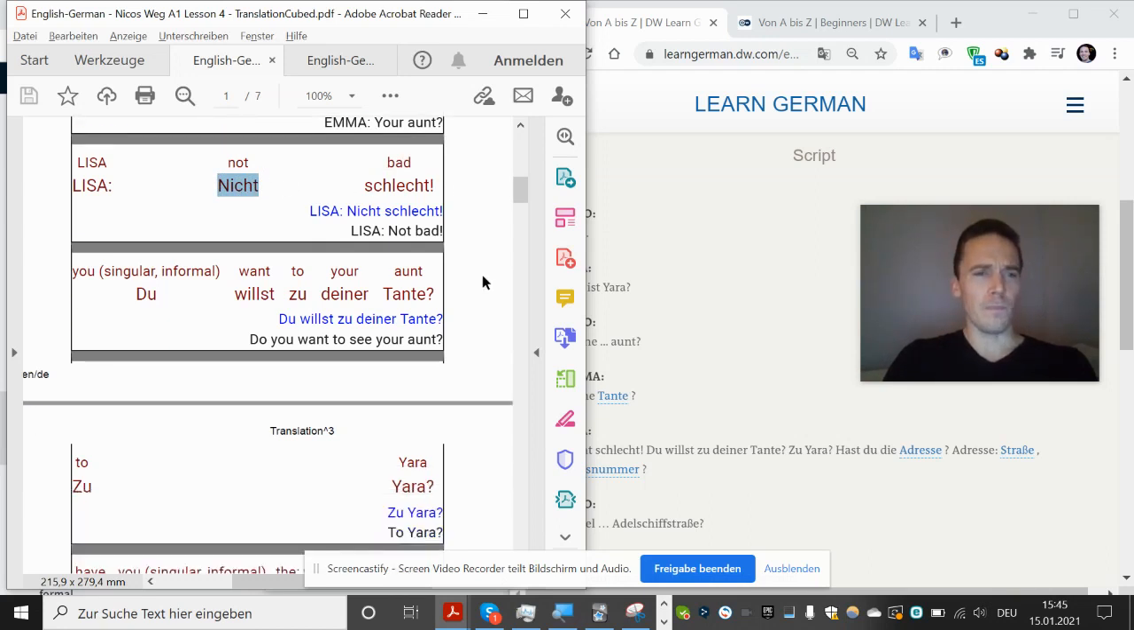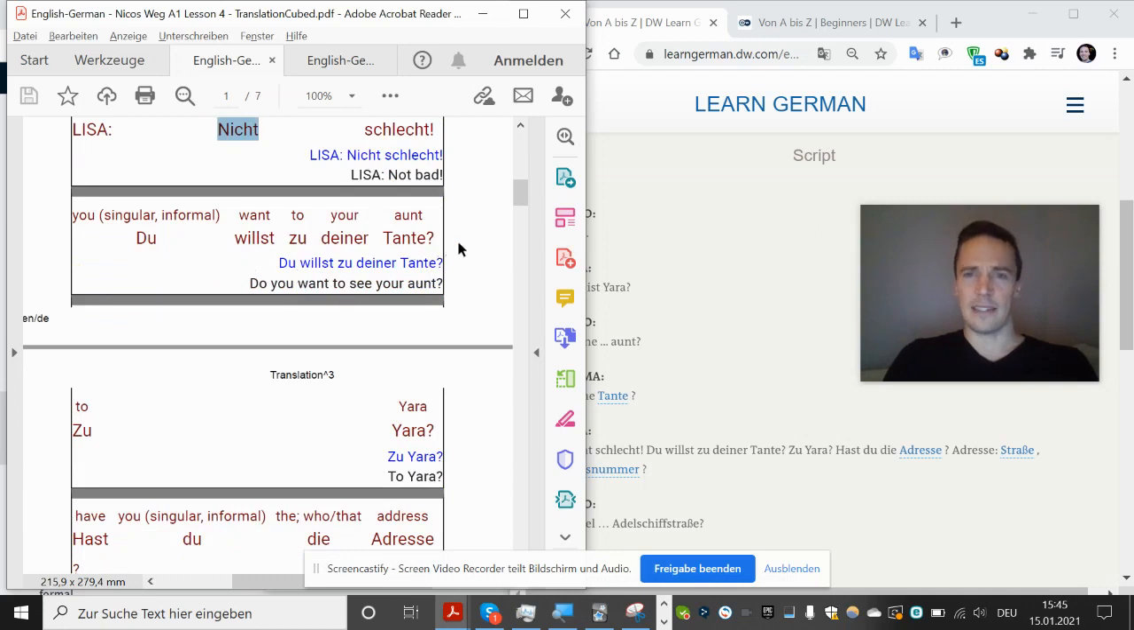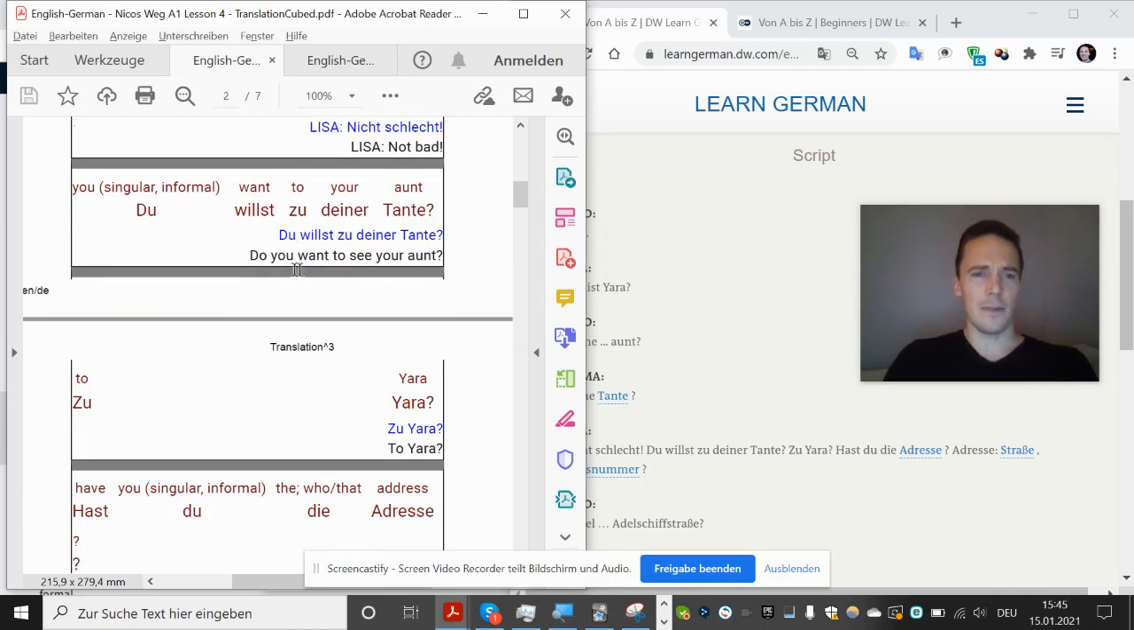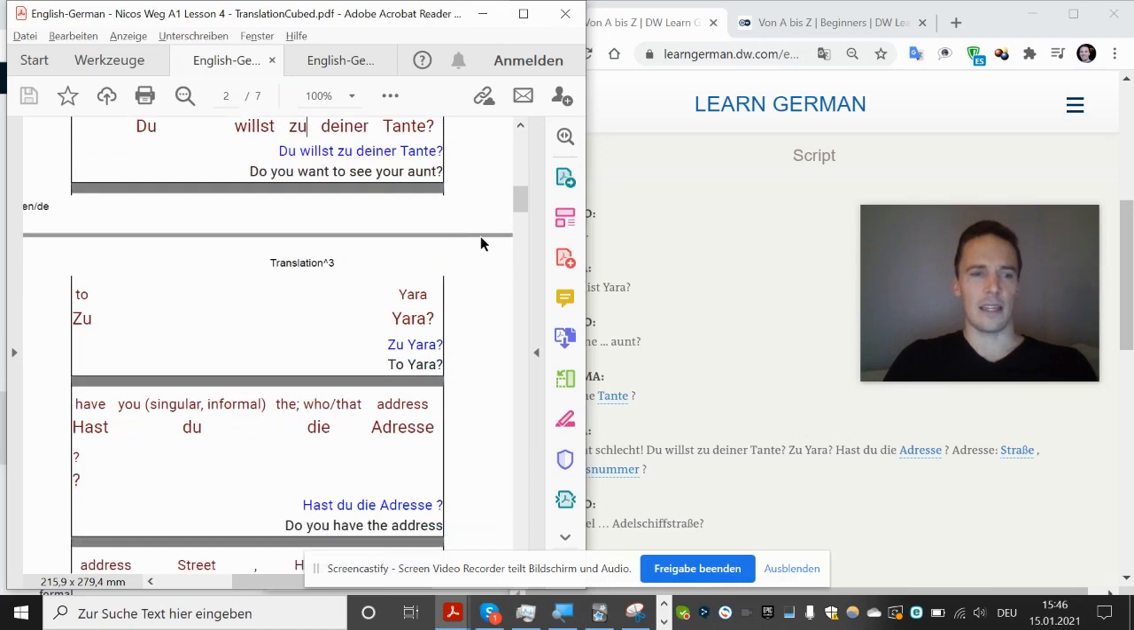Okay. Du willst zu deiner Tante. Notice that the idiomatic translation is do you want to see your aunt? Or it could also be do you want to go to your aunt? But in German, you literally say you want to your aunt. So in German, you can imply the go or the see part and just say to. You want to your aunt. Du willst zu deiner Tante.